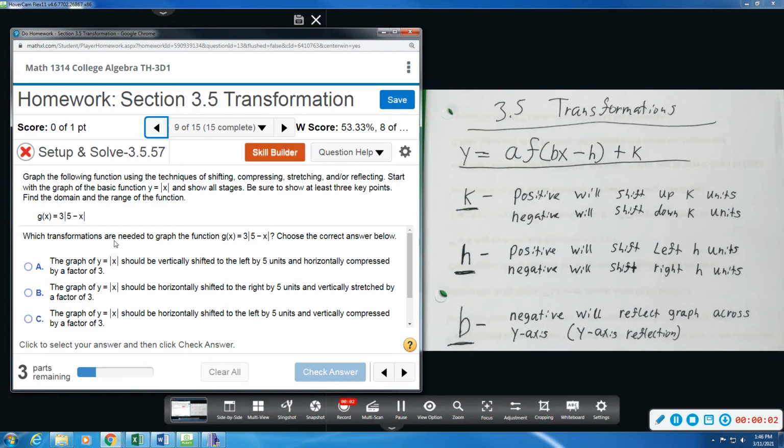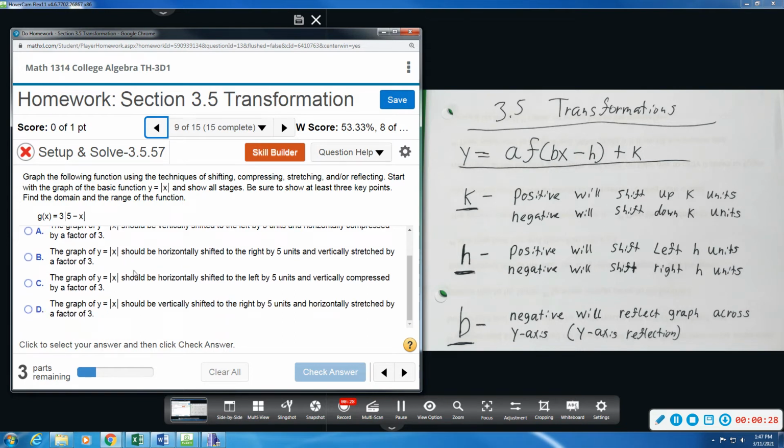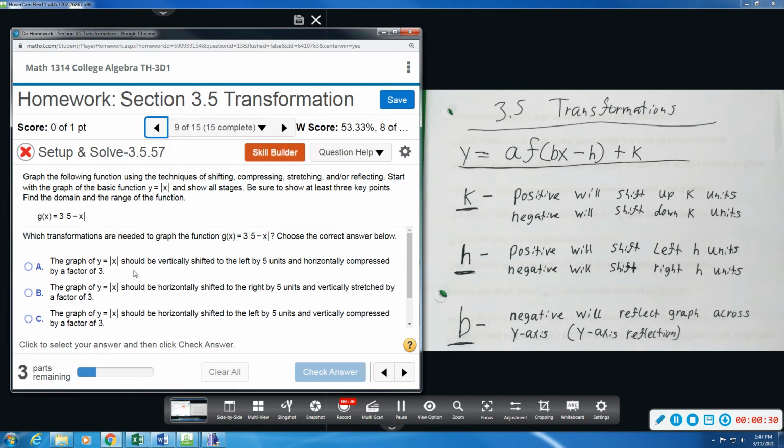All right, number nine. This one we want to graph the following function using the shifting, compressing, stretching, and/or reflecting techniques. We're going to start with the graph of the absolute value of x, and we're going to show all stages, and we're going to be sure to plot at least 3 points, and then we're going to find the domain. So we're going to use the calculator. We're going to graph it. We can do it by hand by picking points, but we're going to graph it.